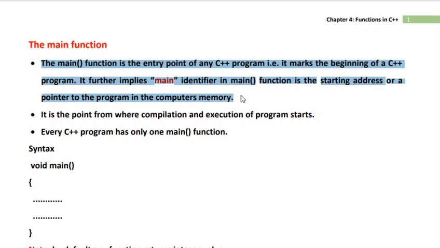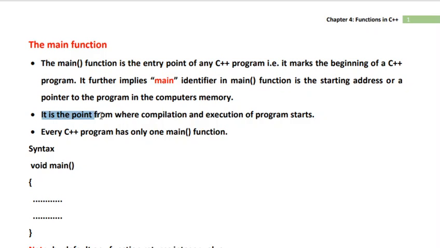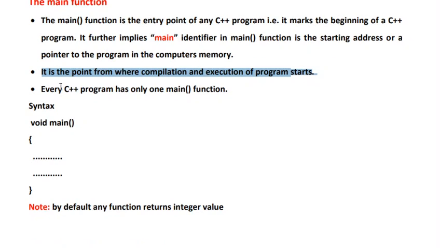Okay. It's not only true in case of the main function, but it applies to any function. Any function name marks the beginning of the function definition in the computer's memory. It is the point where the compilation and the execution of the program starts from. Now, every C++ program has to have only one main function because you cannot have two starting points.